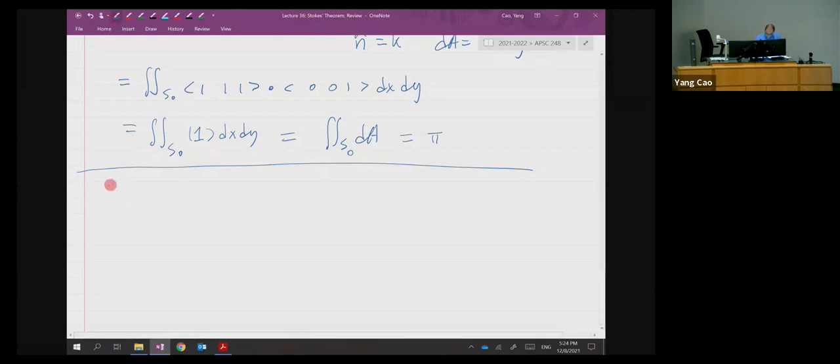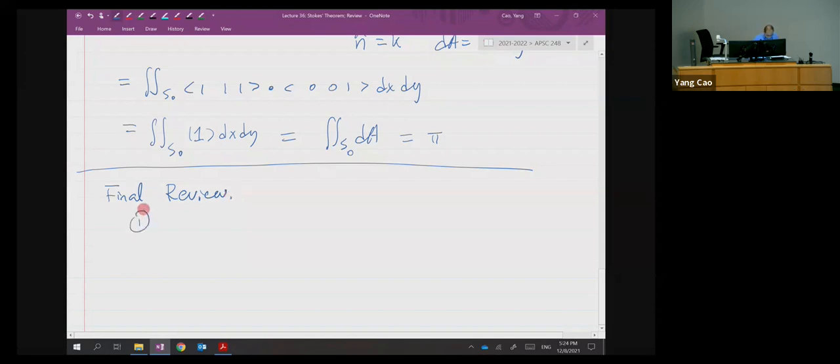So let me do a final review here, just to give you a bigger picture of what we have learned. I do have a document with a little bit more detailed review information. I will post it on Canvas; I probably already posted it. But here I do a slightly different type of review.